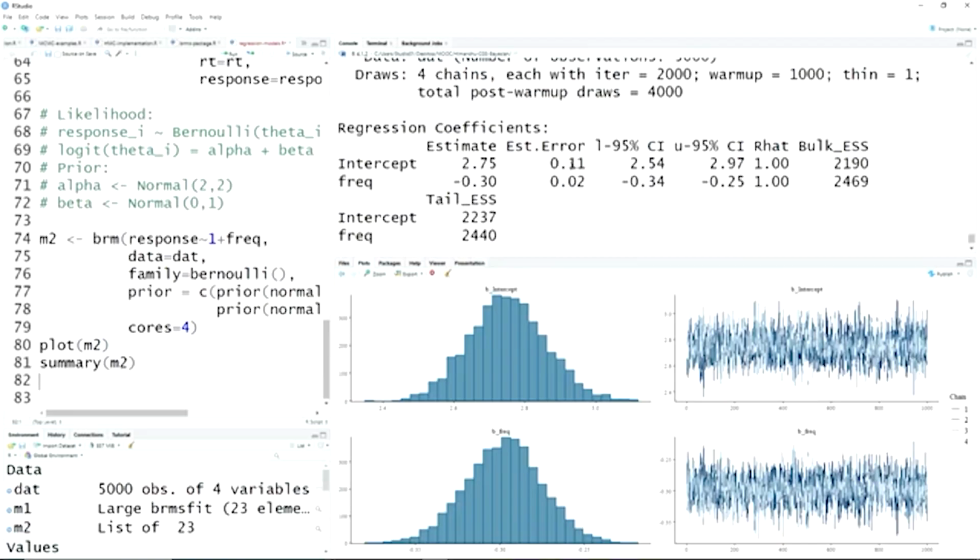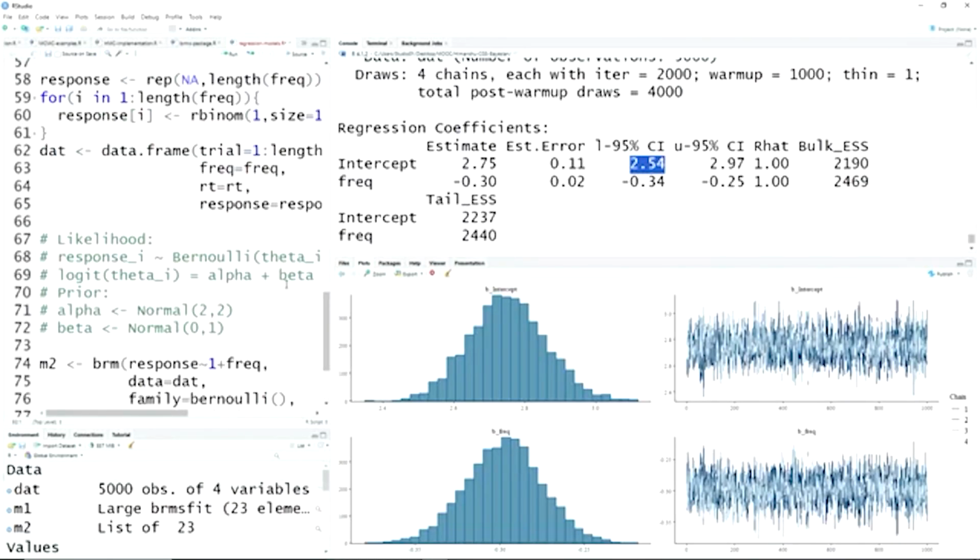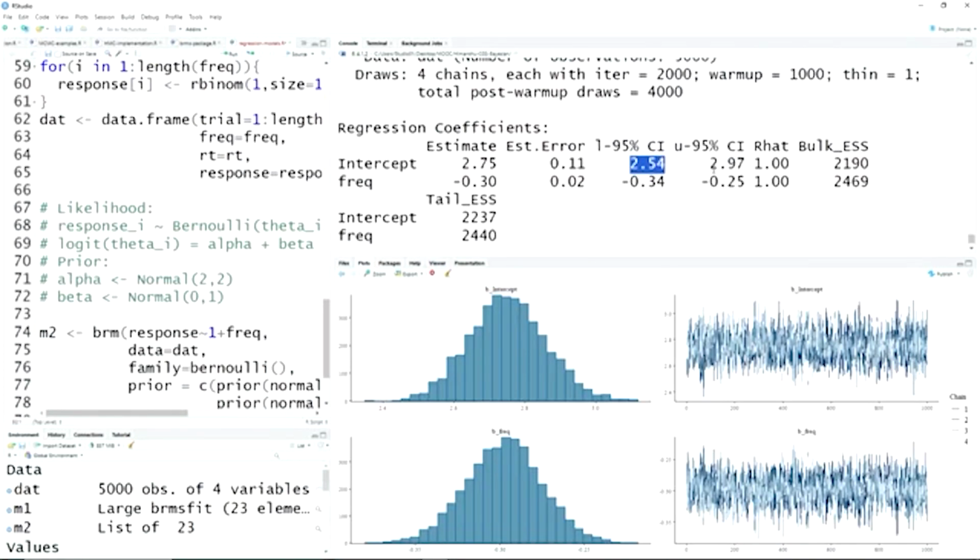Okay, so these are estimates. For the intercept, we are getting a 95% credible interval between 2.5 and 2.97. The actual true value that we took was 2.5, so this recovery is good. For frequency, the 95% credible interval is minus 0.34 to minus 0.25, which is also good because the actual true value was 0.25, right? So parameter recovery is good. And is there an effect of frequency on accuracy? Yes, so data seems consistent with the effect of frequency on accuracy.